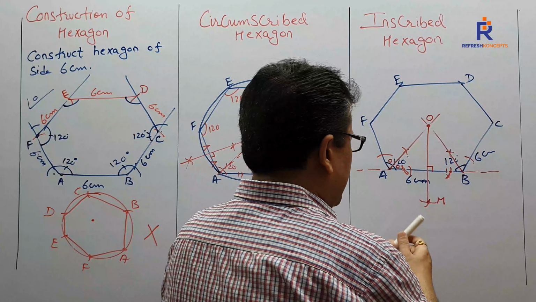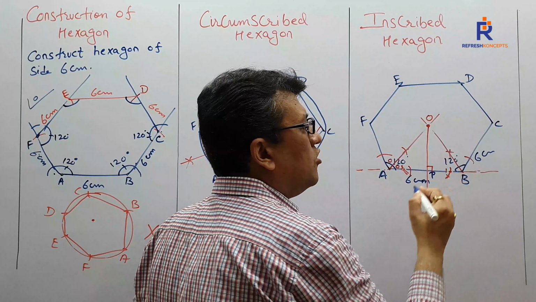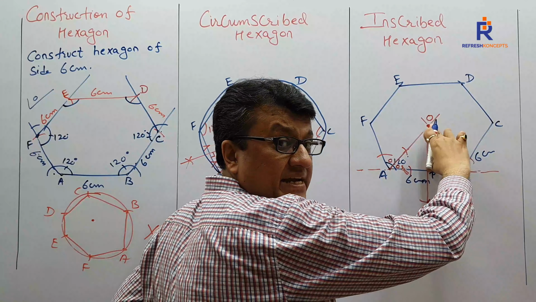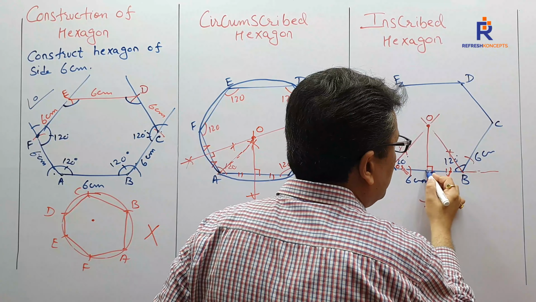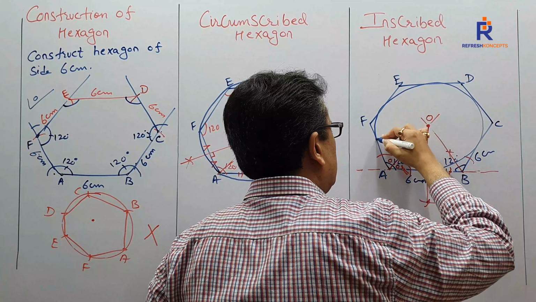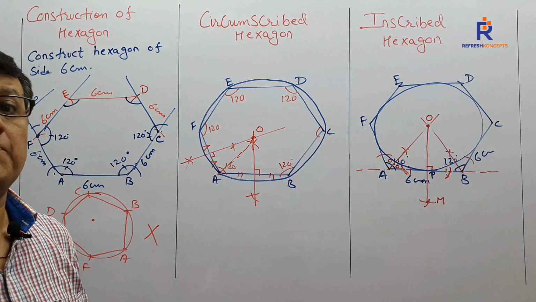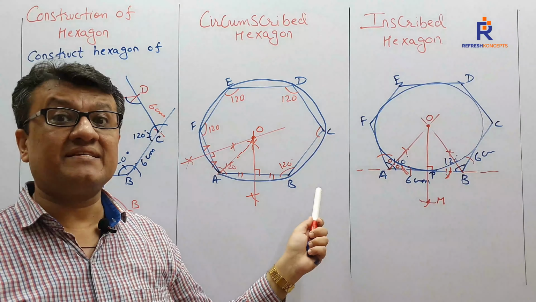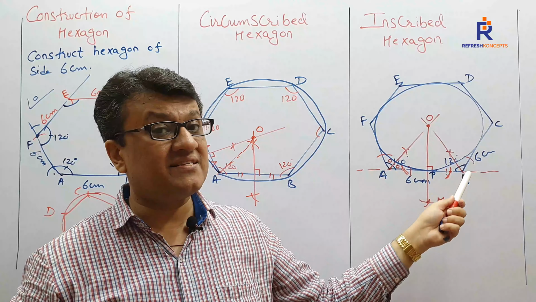Next, let me name this as OP. Now, O as a center, OP as a radius. Go for it. What do you mean by inscribed? It will touch all the sides. The circle will touch all the sides. Circumscribed, the circle will touch all the vertices. Inscribed, the circle will touch all the 6 sides.